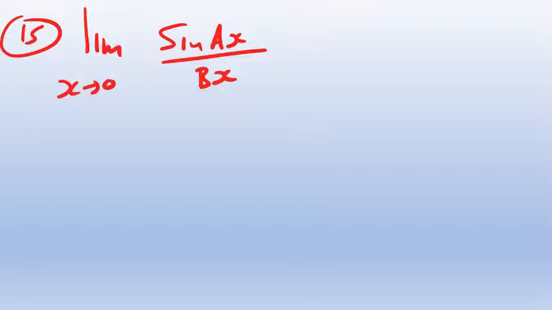Ooh, beautiful. Sine of ax over bx as x tends to 0. Now, when we see this, this should tell us that we need to start thinking: sine x over x as x tends to 0 is what? It's 1. It would have been nice if, instead of sine ax over bx, it was sine ax over ax. So how do we do that?